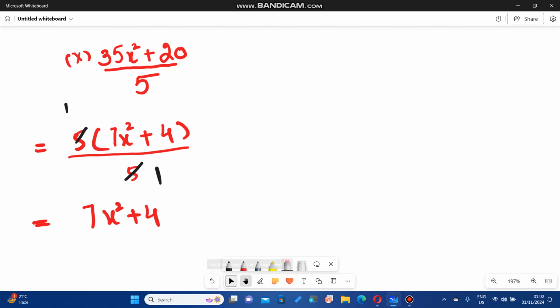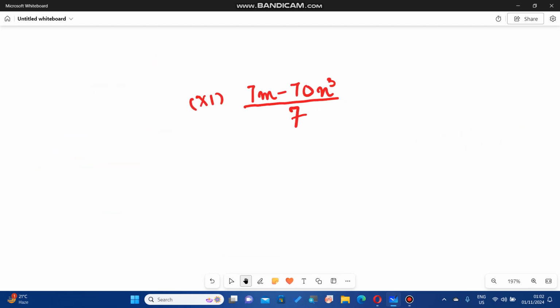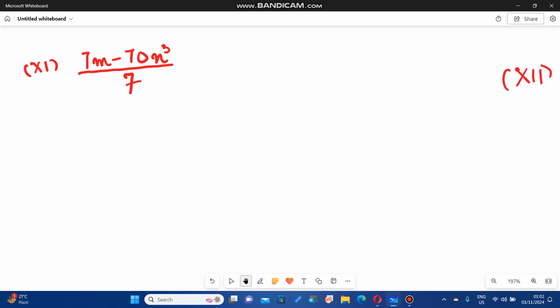Alright, let's move on to the next question. Our next question is (7m minus 70n squared) divided by 7. First term is 7m and the second term is 70n. Can we subtract them? No, since this first term has the variable m and the second term has the variable n. We cannot subtract them.